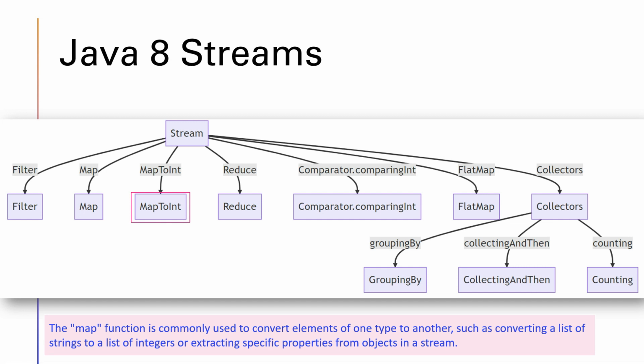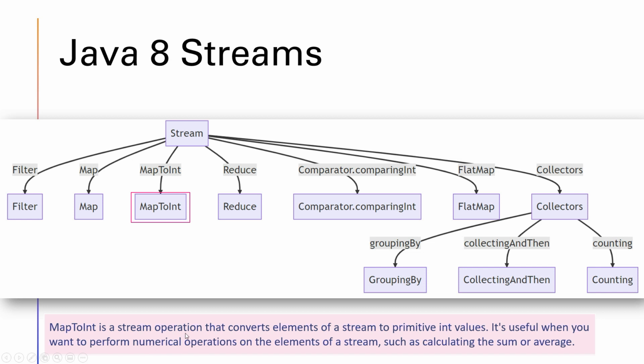mapToInt is nothing but the output should be an IntStream, that's it. Suppose in the map you will be converting a stream to another stream, right? If the end stream I want is integers, or a stream of integers, then I should use mapToInt. As I said here, converting a list of strings to a list of integers, then I can use it, as I told you here, for converting elements of a stream to primitive int values.